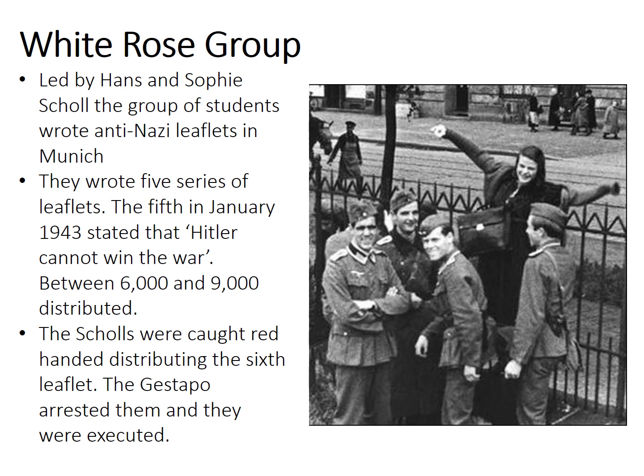Another example of opposition the Nazis faced, slightly more active than the passiveness of just sending postcards and leaving them in prominent places, was by this group of young people, the White Rose Group. The White Rose Group were led by Hans and Sophie Scholl, who you can see in this picture here. It was a group of students who wrote anti-Nazi leaflets in Munich University. They wrote 5 series of leaflets, and the 5th in January of 1943, which is probably the most prominent of the leaflets they wrote, stated that Hitler could not win the war. They distributed between 6,000 and 9,000 copies of that leaflet across Germany, really showing the impact that opposition could have.